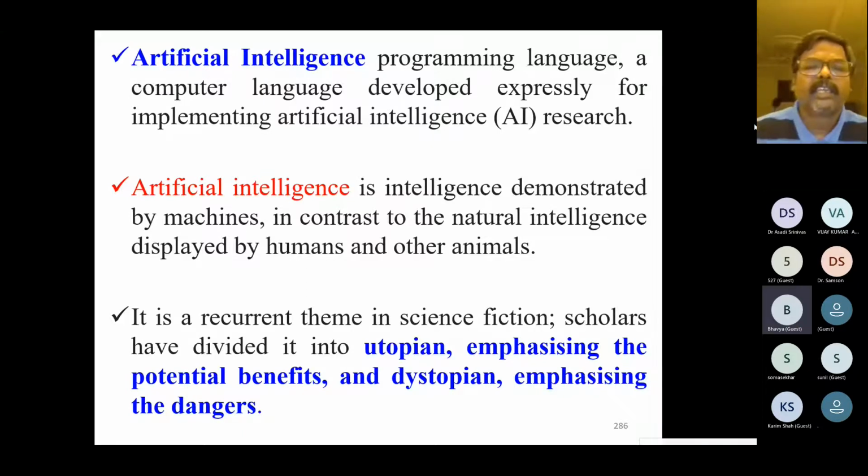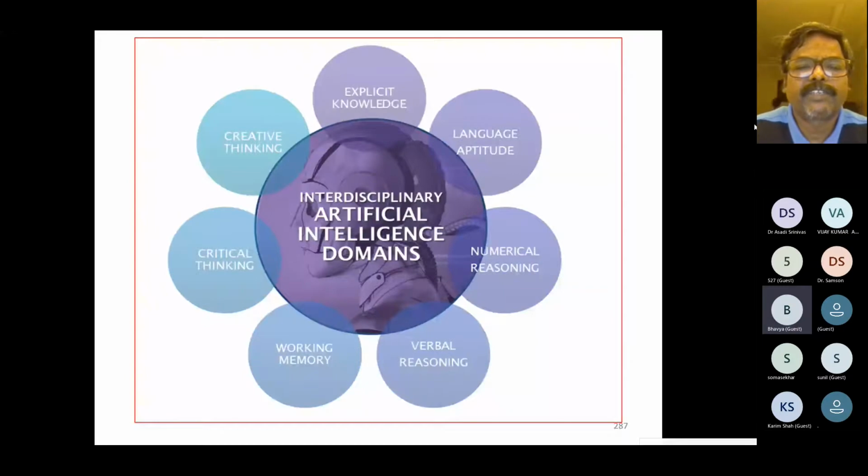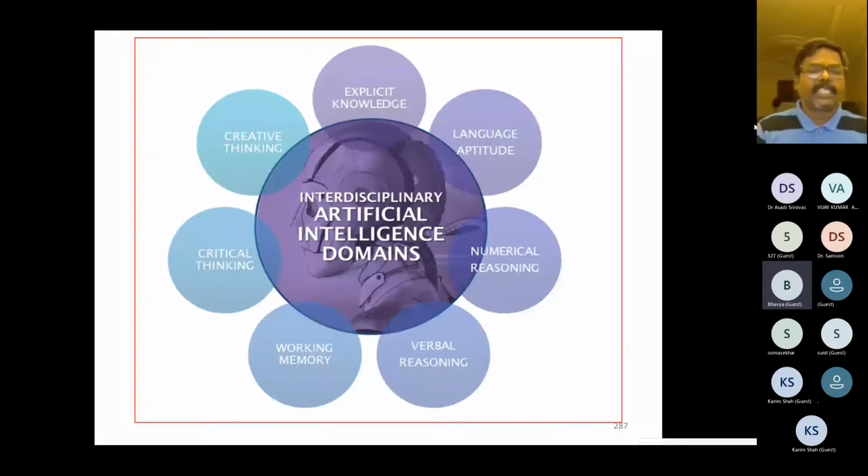If you see interdisciplinary artificial intelligence domains, what are the interdisciplinary domains? We can enter into various domains with the help of artificial intelligence: explicit knowledge, language aptitude, numerical reasoning, verbal reasoning, working memory, critical thinking, creative thinking, etc.